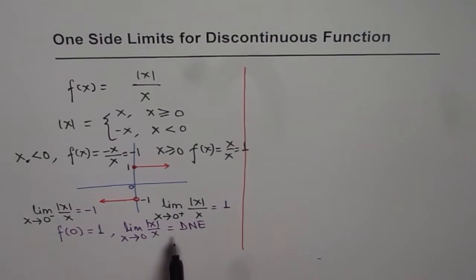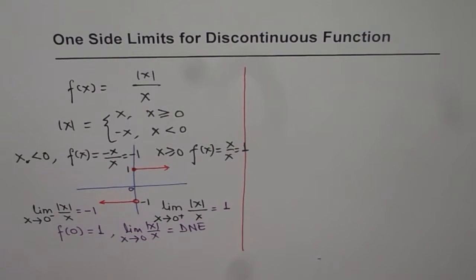This function is not continuous since, very simple, the limit does not exist. And also the function has a value at 0, which is 1, and the limit does not exist. That means the limit is not equal to the value of the function. Either way, the function is discontinuous. So what we really conclude here is that a function is discontinuous if the limit does not exist. Very simple. Now let's take another example where the limit may exist, but still the function may be discontinuous.